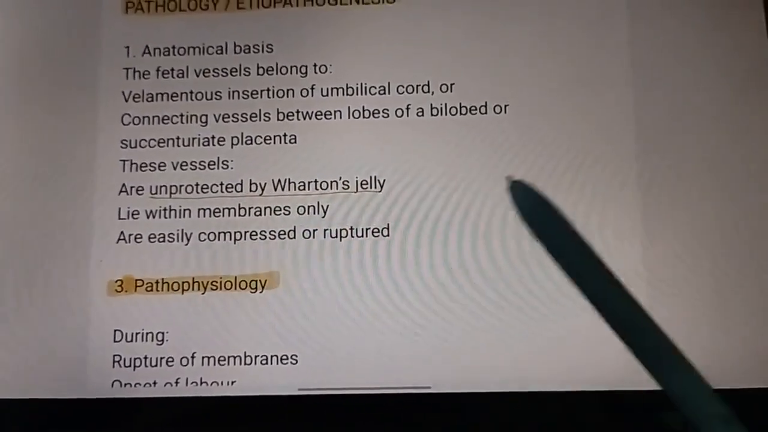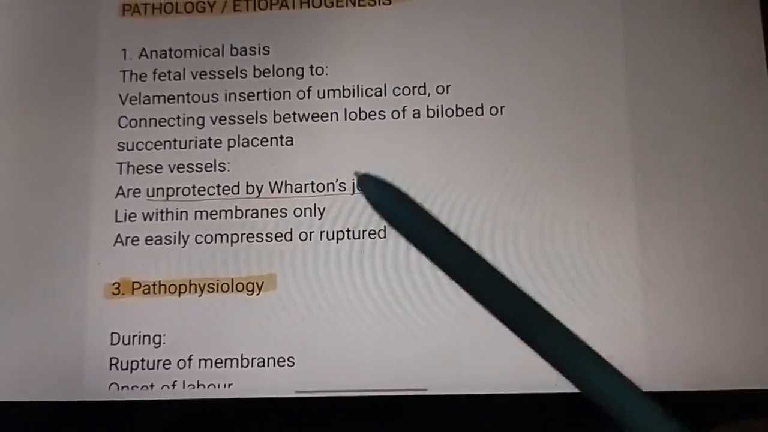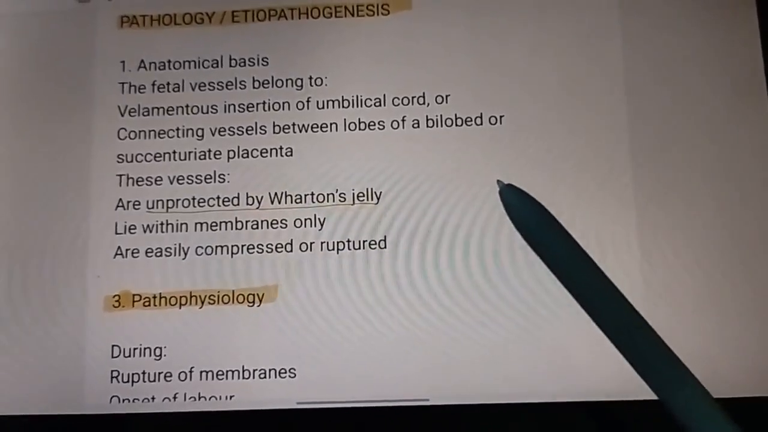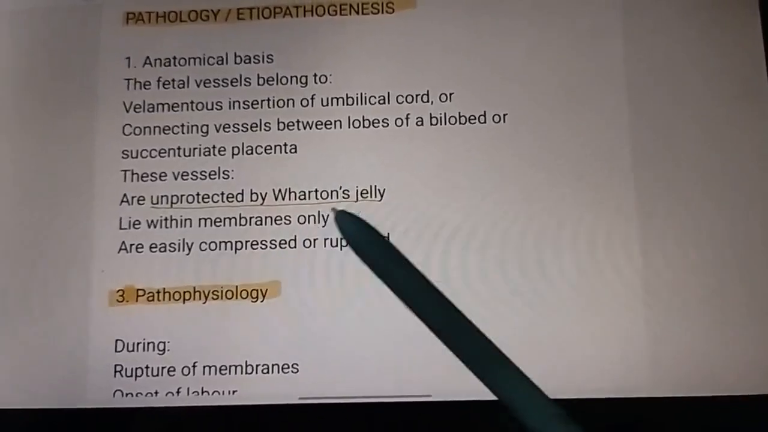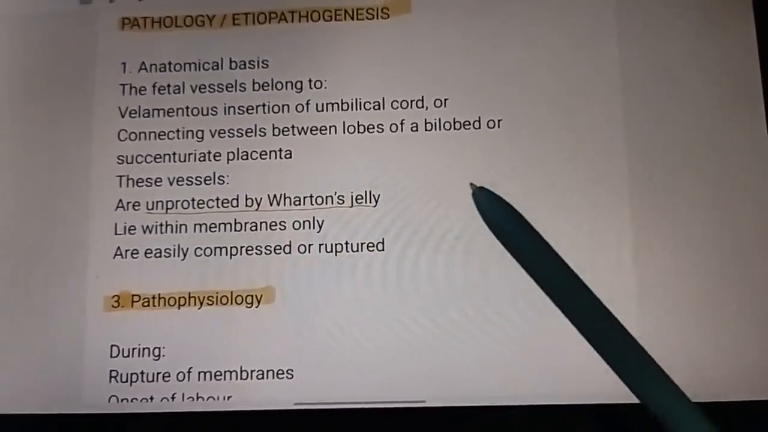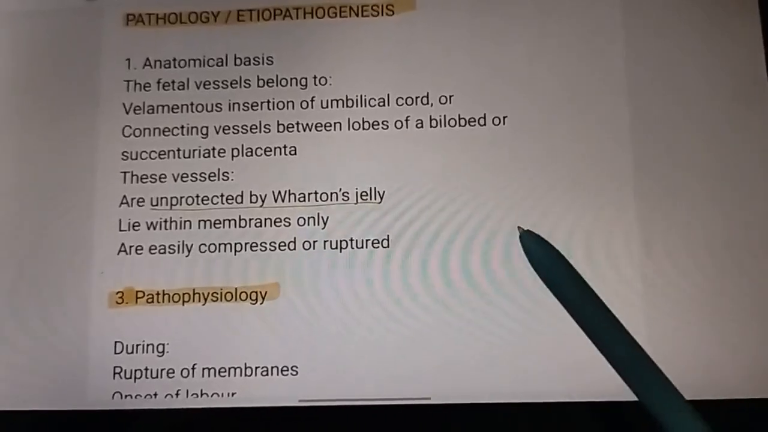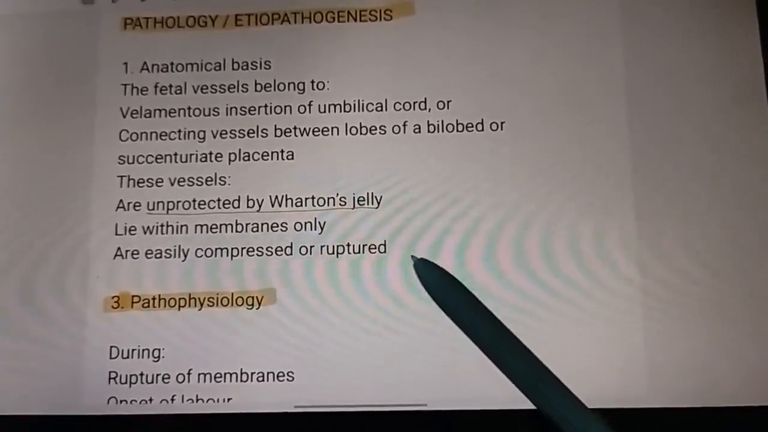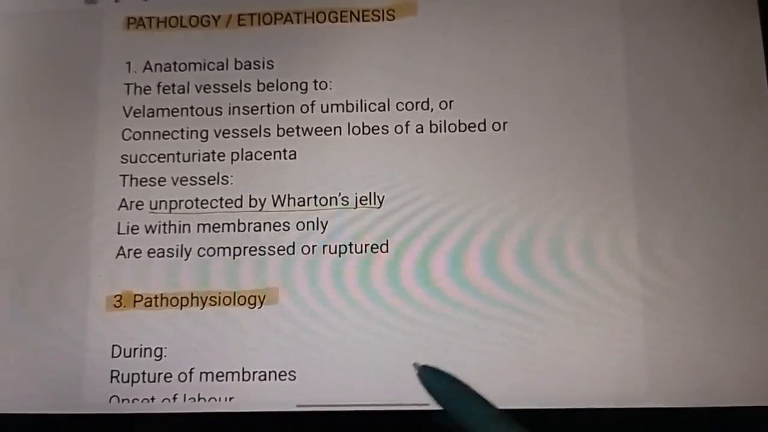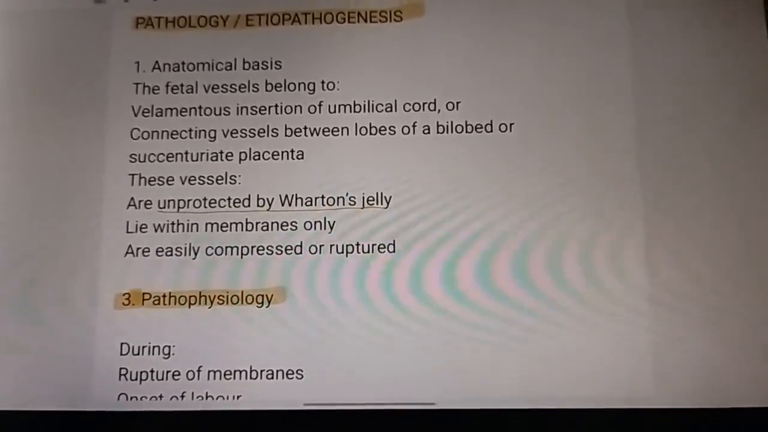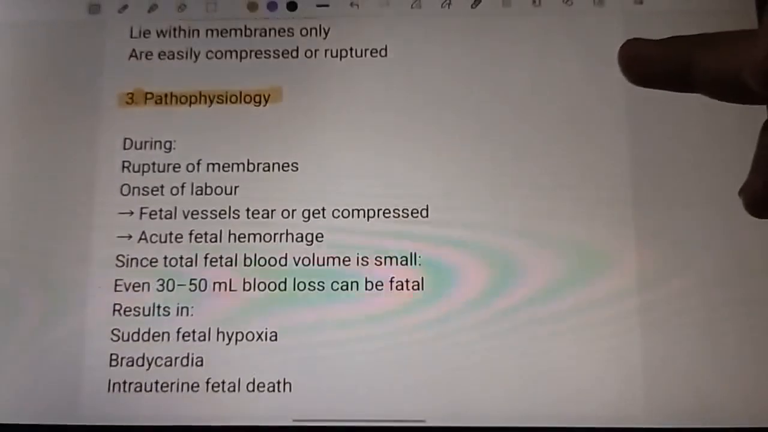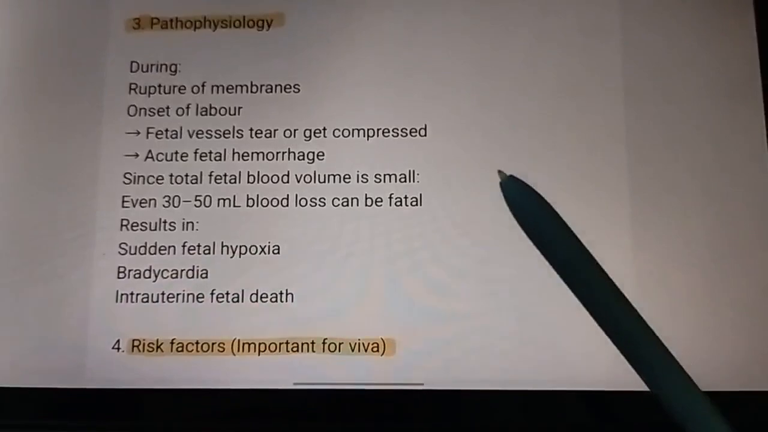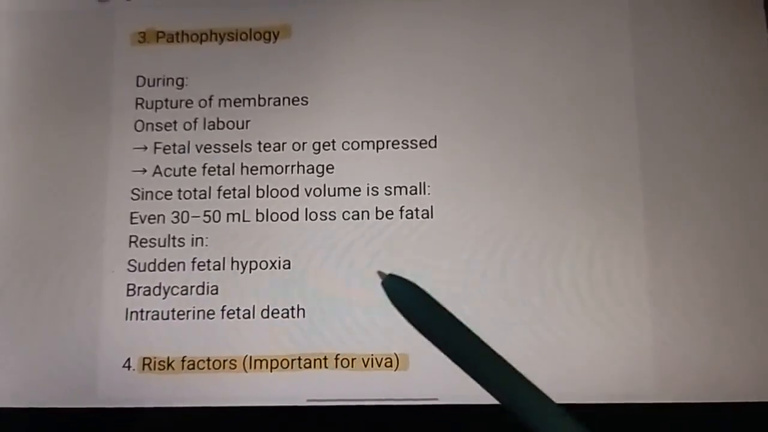Basically, there are three types of fetal vessel involvement. First, velamentous cord insertion. Second, connecting vessels between the lobes of a bilobed or succenturiate placenta. These vessels are unprotected by Wharton's jelly, lie within the membrane and can easily be compressed and ruptured. Membranes can be ruptured during onset of labor.